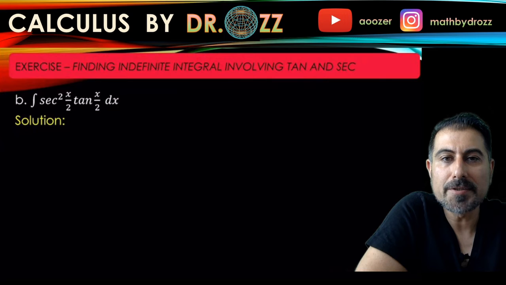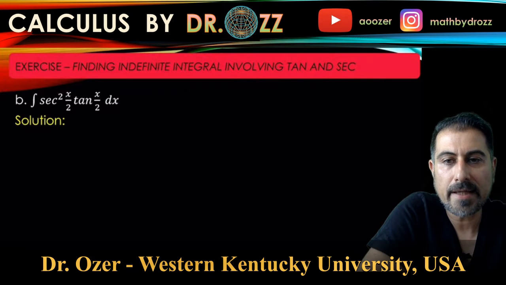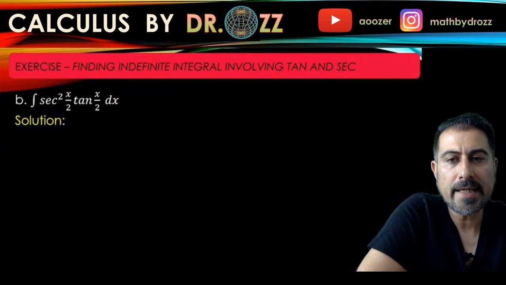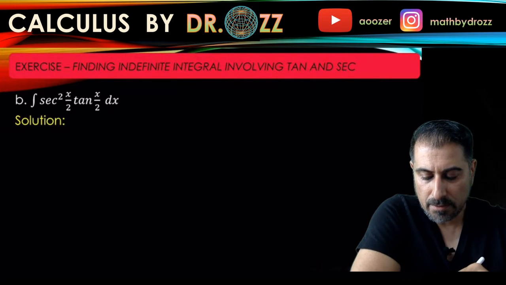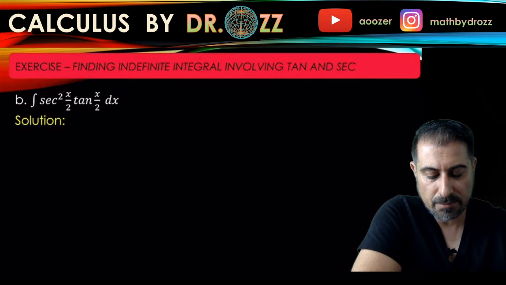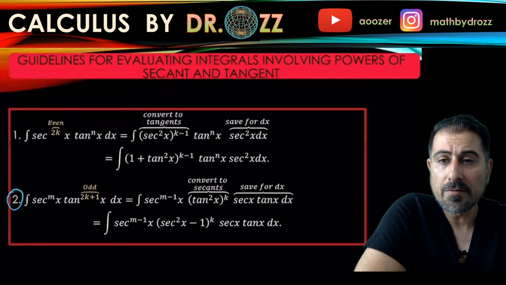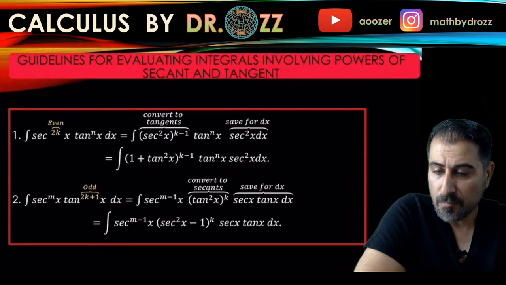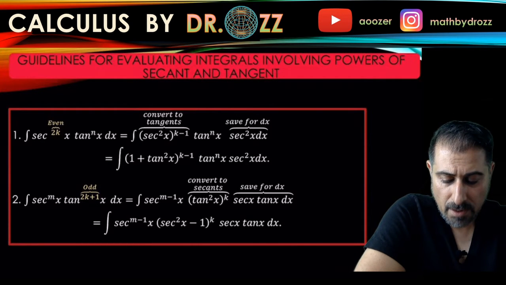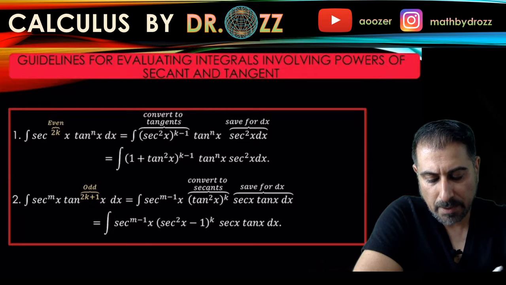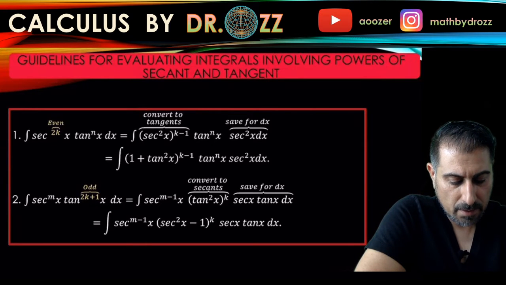All right, in part B, we have secant squared x over 2 and tan x over 2. So secant comes with an even power and tan comes with an odd power, which is the power of 1. All right, let's go back to our guidelines here. So let's see which one is more applicable here. We have two items, secant squared and tan. I think number one is very good to apply. Secant squared, tan, right?